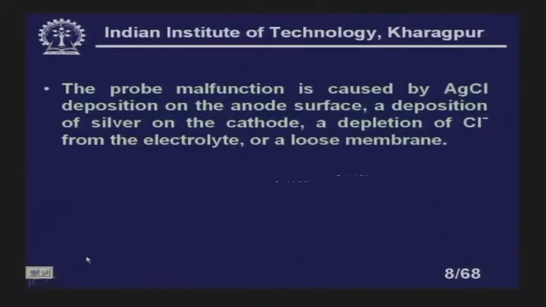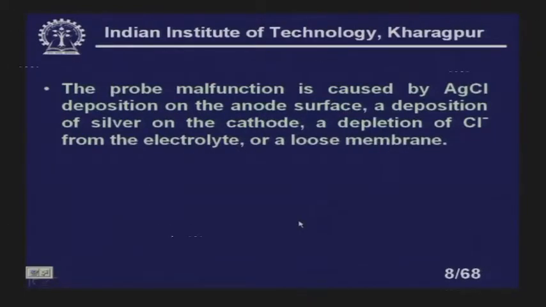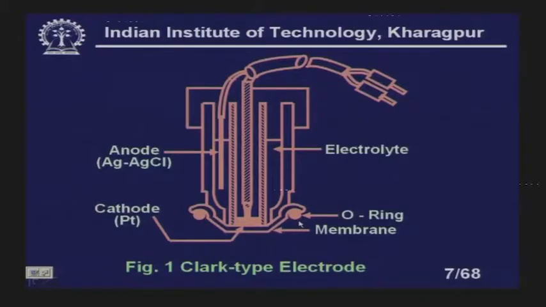The probe malfunction is caused by AgCl deposition on the anode surface, deposition of silver on the cathode, and depletion of chlorine from the electrolyte or a loose membrane. This membrane is to be very tight. That is the reason we are using an O-ring, which will hold the membrane tightly, so that no electrolyte will come out. You can see here the cathode and anode.